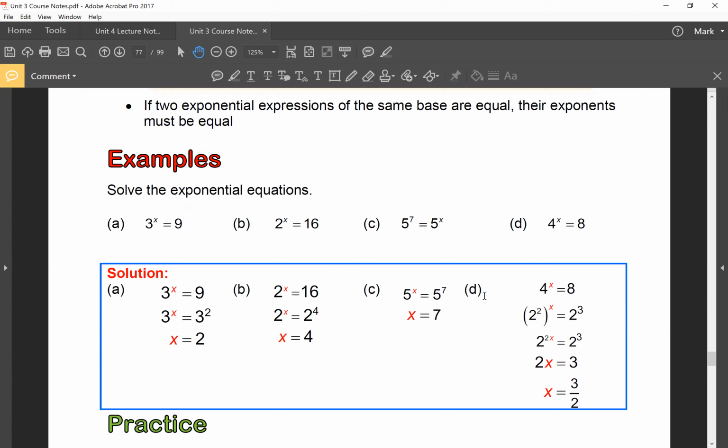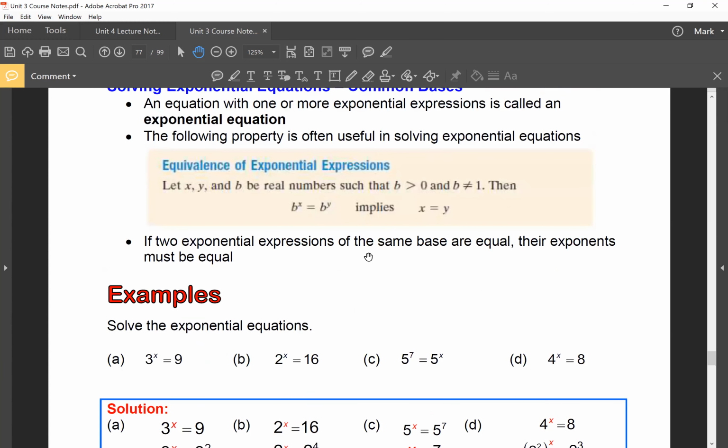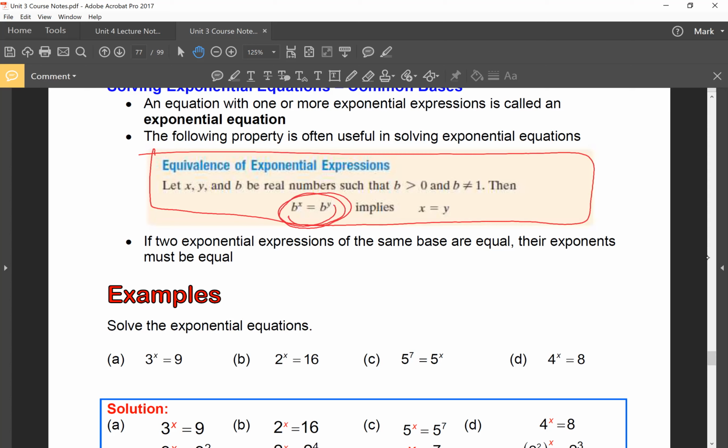Question number A, solve the exponential equations. Of course, I have to talk about the rule: equivalence of exponential expressions. If you have exponential expressions with the same base, then you can make the exponents equal. So what do I mean by that? I mean, if we had 2 to the power of x equals 2 to the power of 10, you can actually just get rid of the 2's. X equals 10.